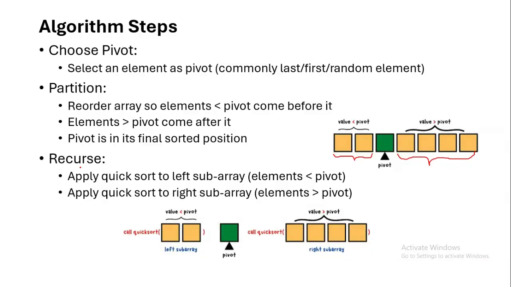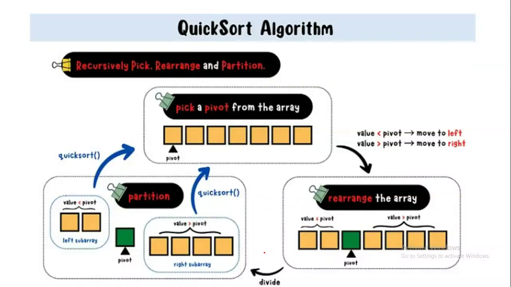Once the elements are partitioned, the recursion phase comes. We apply quicksort to the left subpart as well as the right subpart recursively, and this recursive division persists until each subarray contains only a single element. Once the subarrays consist of single elements, they are inherently sorted. The same thing is pictorially represented over here.